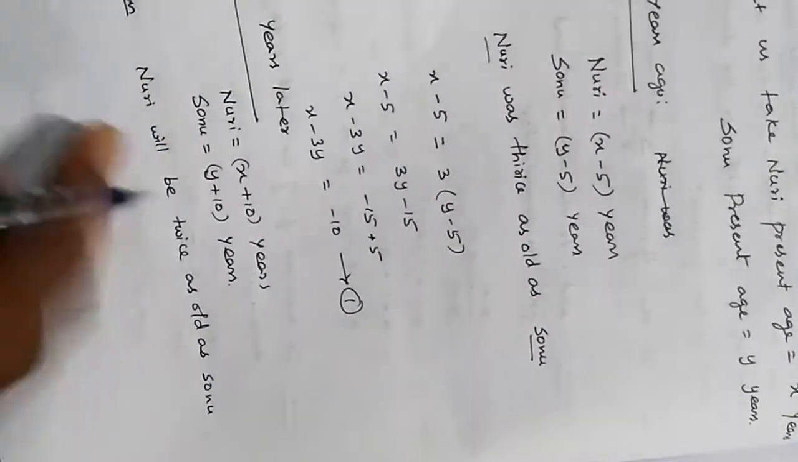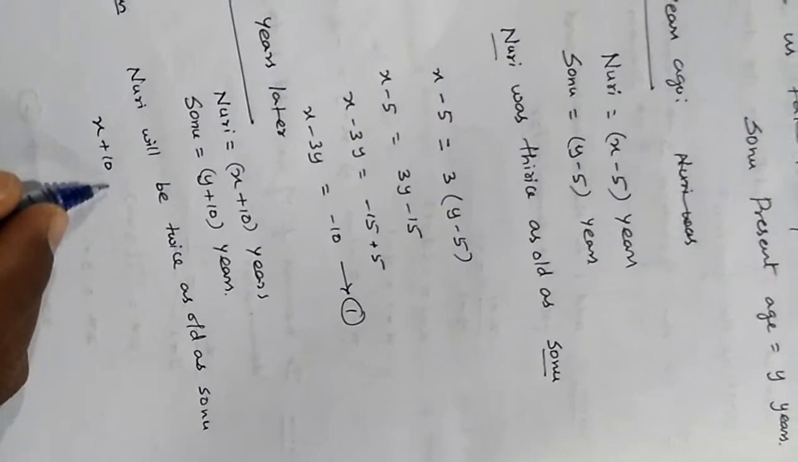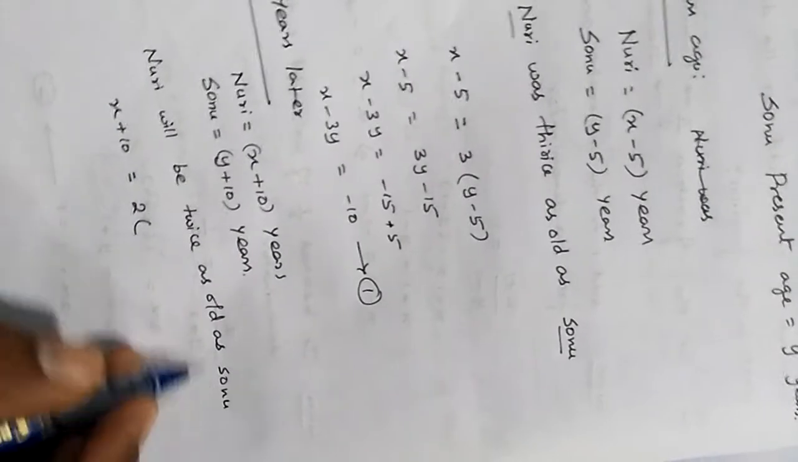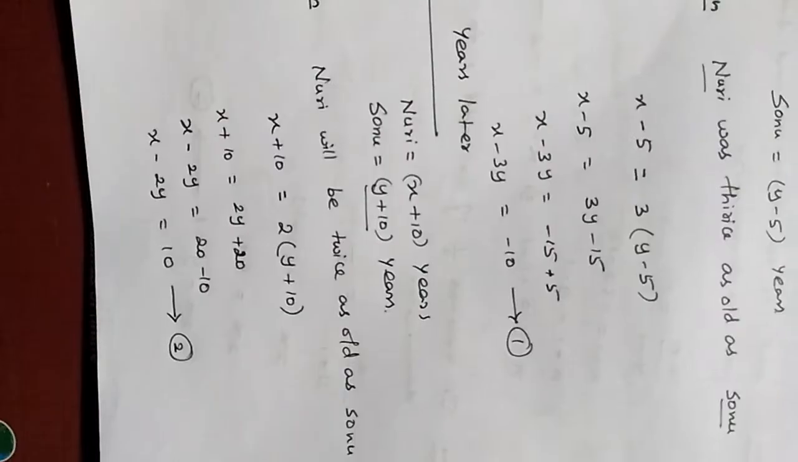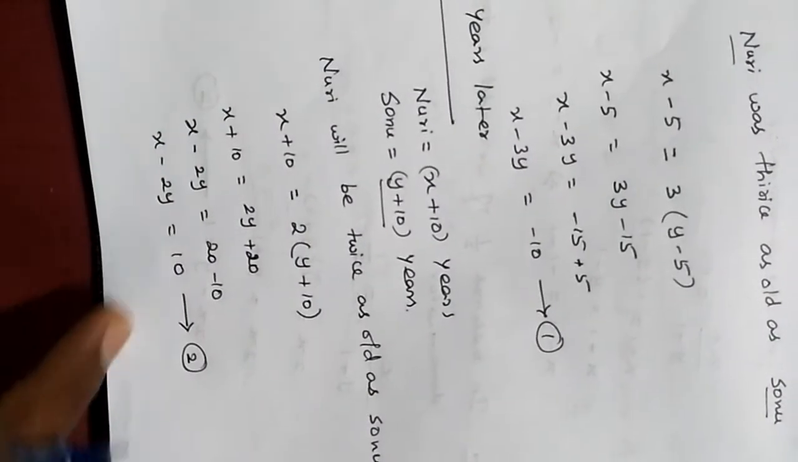Now 10 years later, Nuri's age, which we have taken as X plus 10, will be twice as old as Sonu, whose age here is Y plus 10. So simplify this, and you will get one more equation. If you simplify, you will get the second equation: X minus 2y is equal to 10.